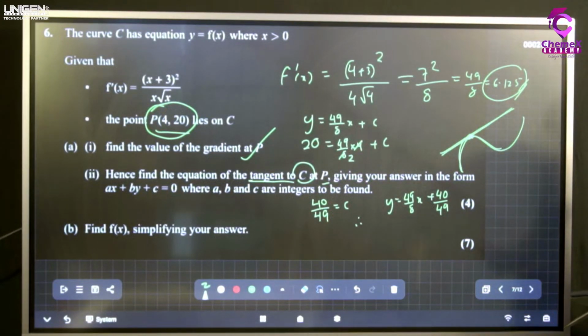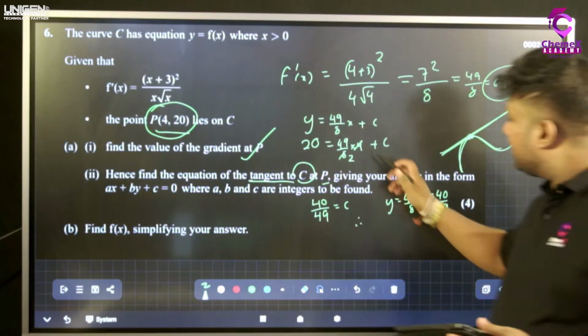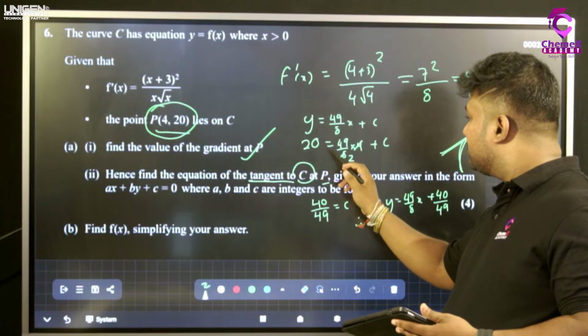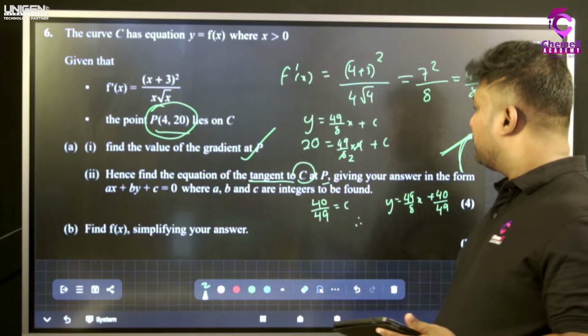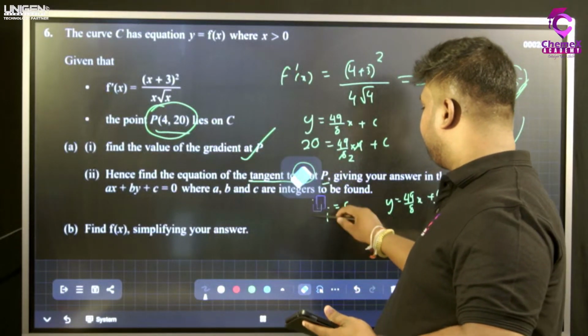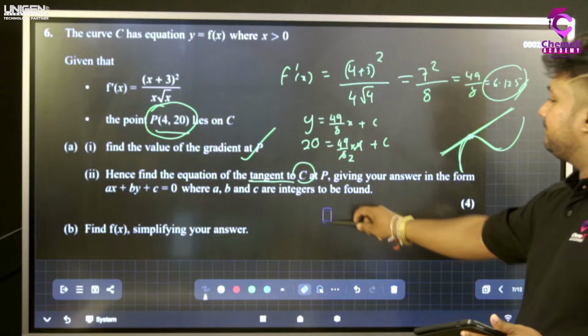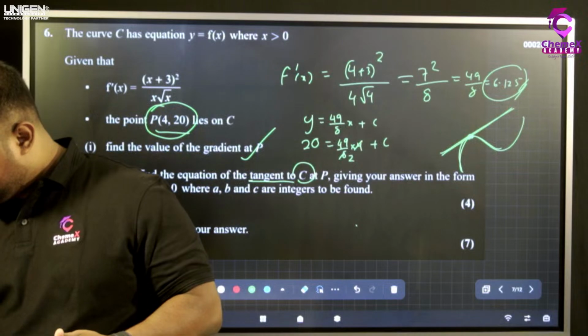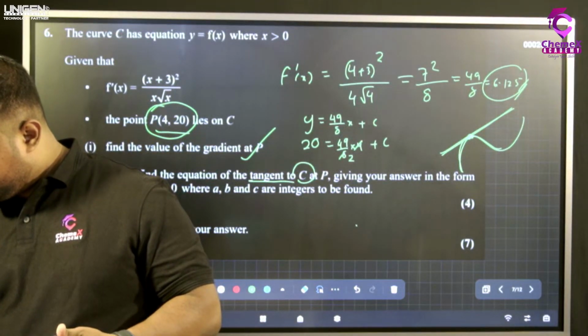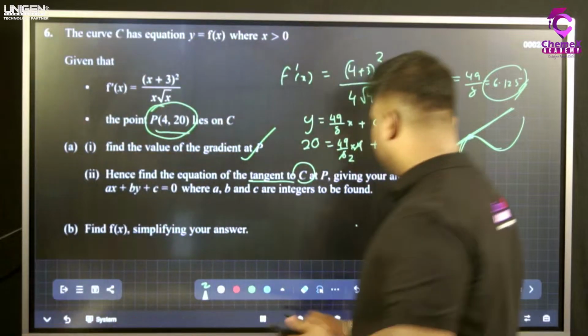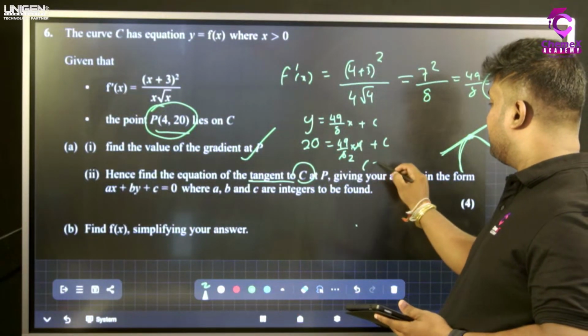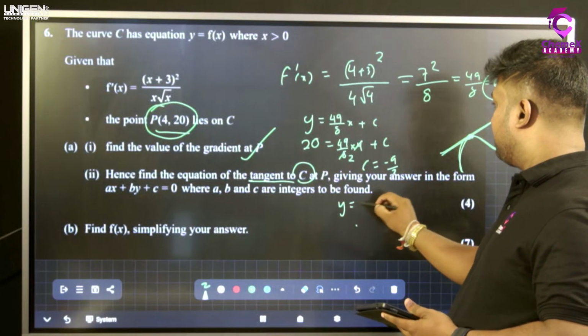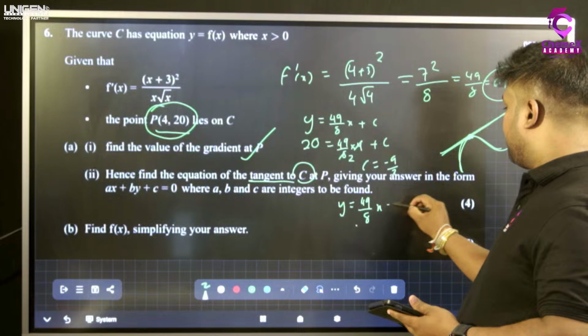Then what do you do? You multiply everything by what? Am I correct? No, it's wrong. What's the c value? What's 20 minus 49 over 2? Minus 9 over 2, right? So then c equals minus 9 over 2. y equals 49 over 8 x minus 9 over 2.